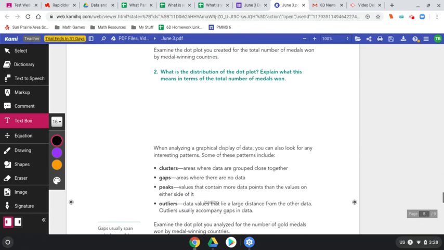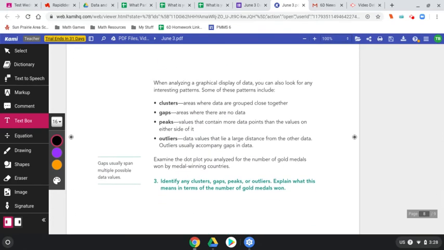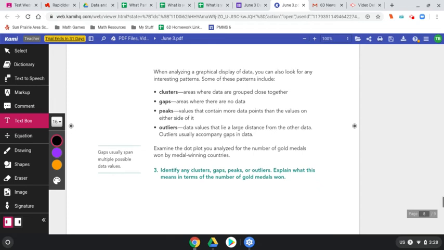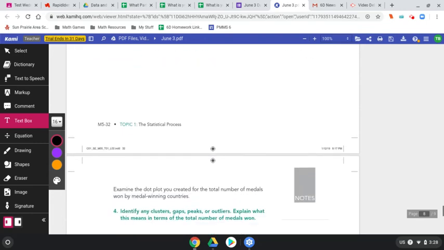All right. And then there's some few things we're going to look at: clusters, gaps, peaks, outliers. Remember that word. That's when we have a big, large number or a very small number in comparison to the most of the data. And we'll talk about that one with our next examples.